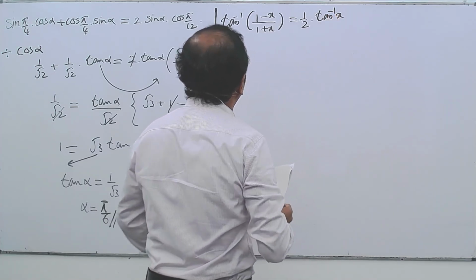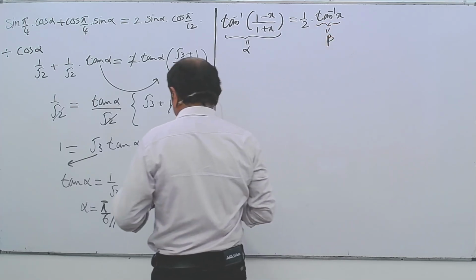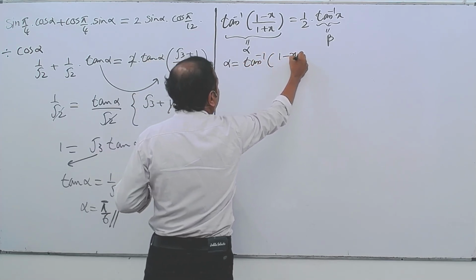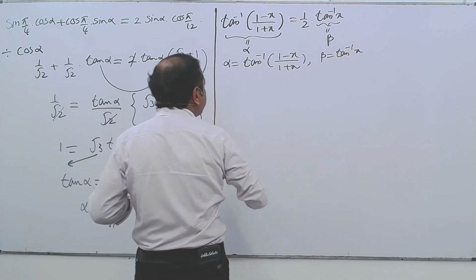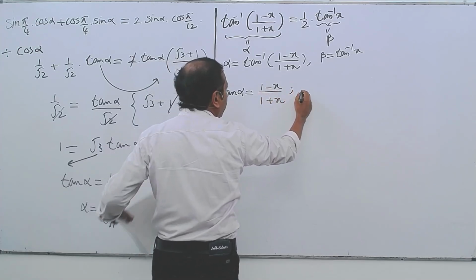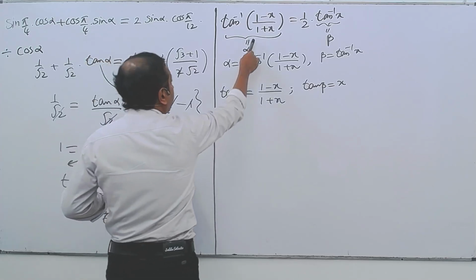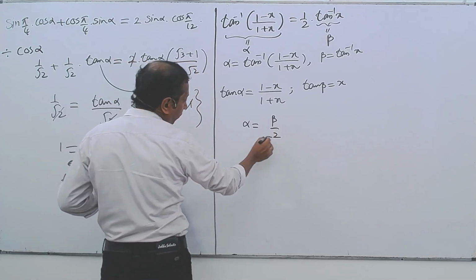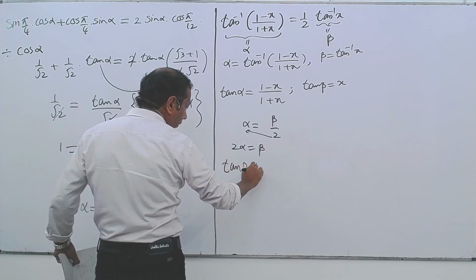Now we'll take this whole thing as alpha. This one is beta. Then alpha equals tan inverse of (1 minus x upon 1 plus x), beta equals tan inverse x. Then tan alpha equals 1 minus x upon 1 plus x, tan beta equals x. Now this equation I can write as alpha equals beta by 2, no? That means using cross multiplication, 2 alpha equals beta. Now take tan on both sides. Tan 2 alpha equals tan beta.